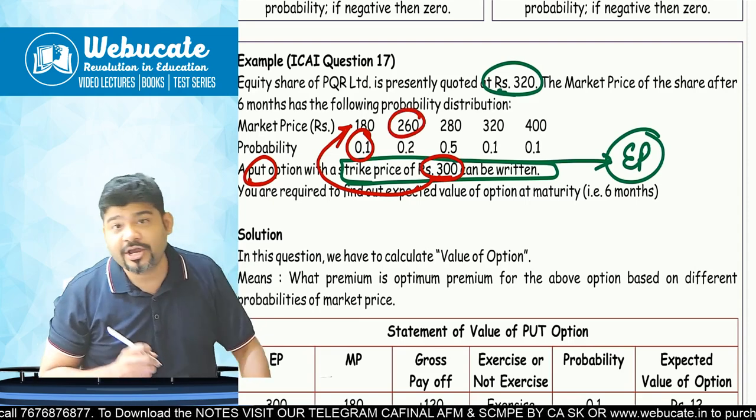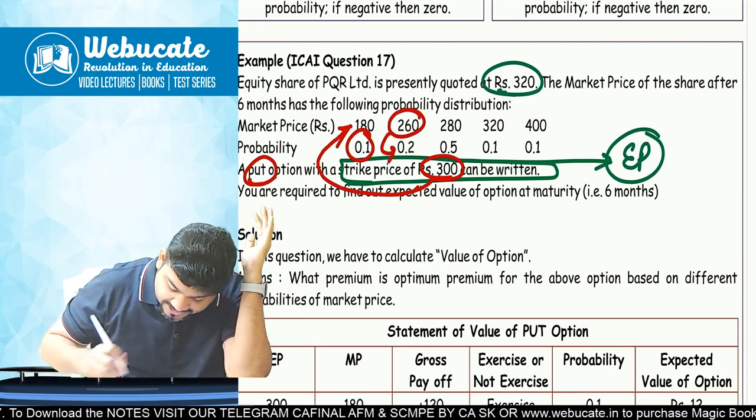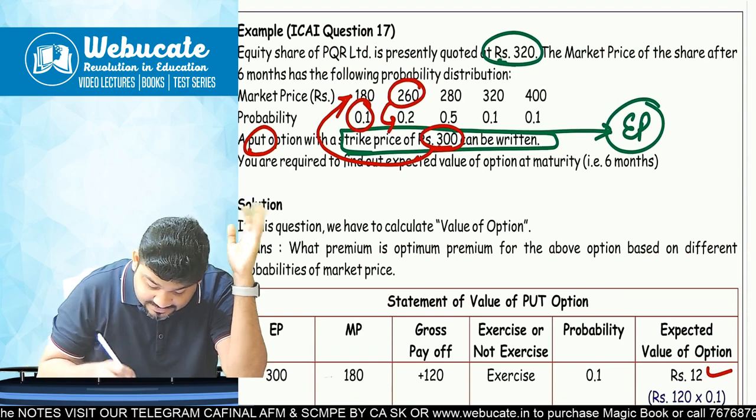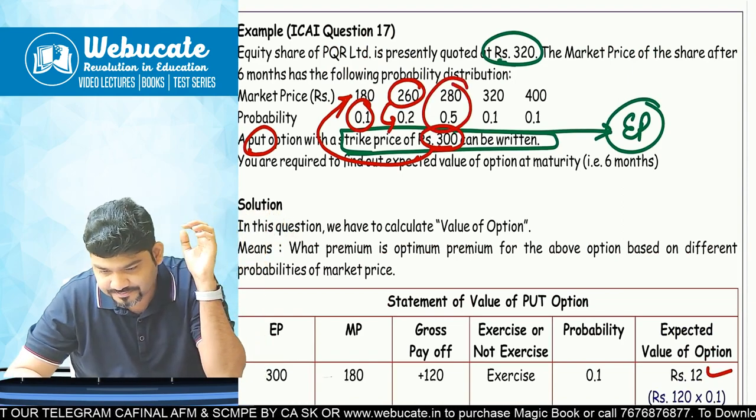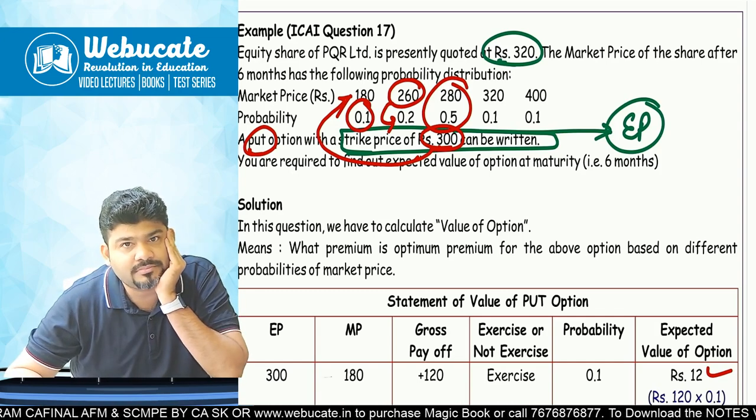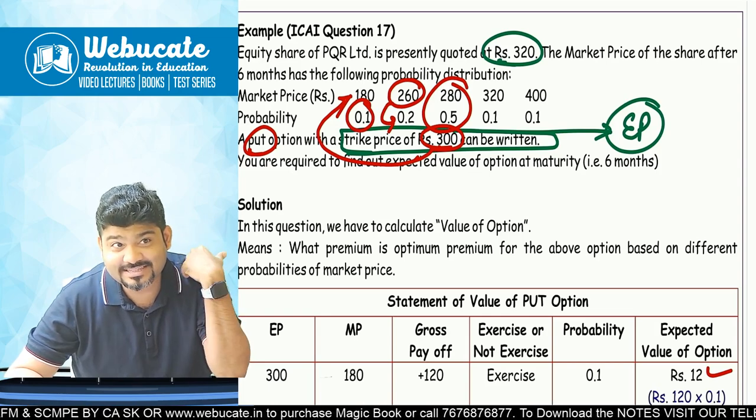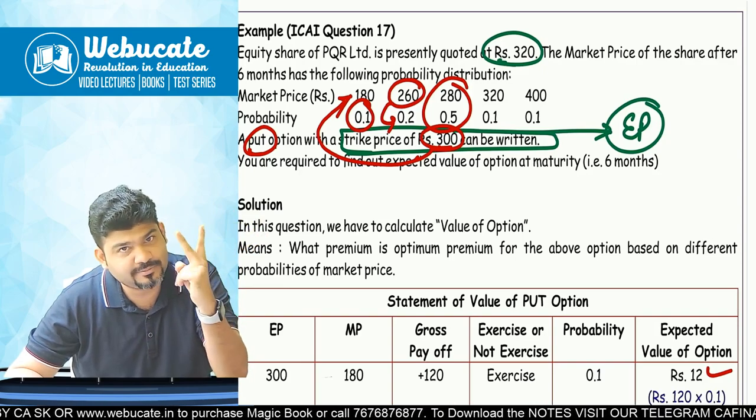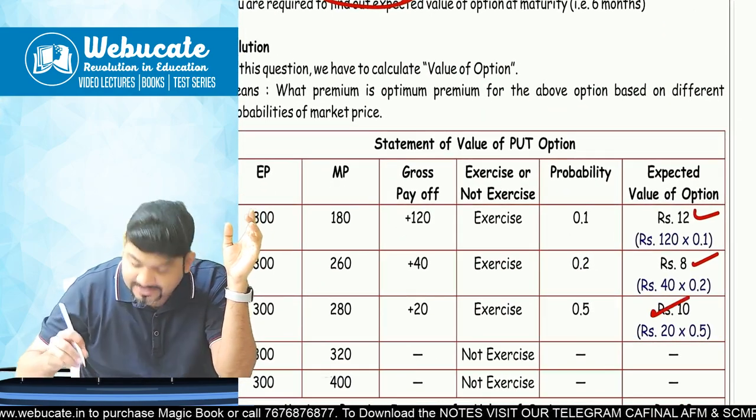Then suppose it goes down to 260. Again, we have a chance of making 40 rupees profit, but that possibility is also 20%. So 40 into 20%, we will get 8 in the same way. Then we have the 280 and 0.5. So now suppose the market goes down from 300 to 280, 20 rupees down. Again, it is in the money because for a put option, we want the market to go down. But the chance of that 20 rupees profit is 50%. So it will become 10.